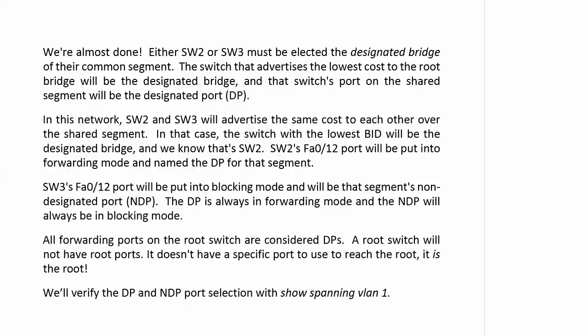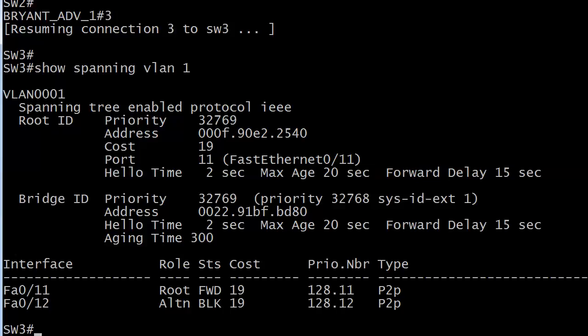What happens if there's a tie like that is the switch with the lowest BID, and there's that phrase again, the switch with the lowest BID will become the designated bridge. And we know that that is switch 2 from looking at the priorities and the BIDs earlier. Switch 2's Fast Ethernet 1/2 port will be put into forwarding mode and named the designated port for that segment.